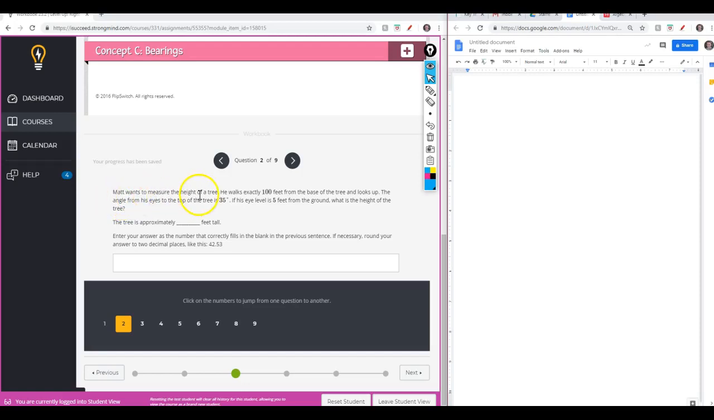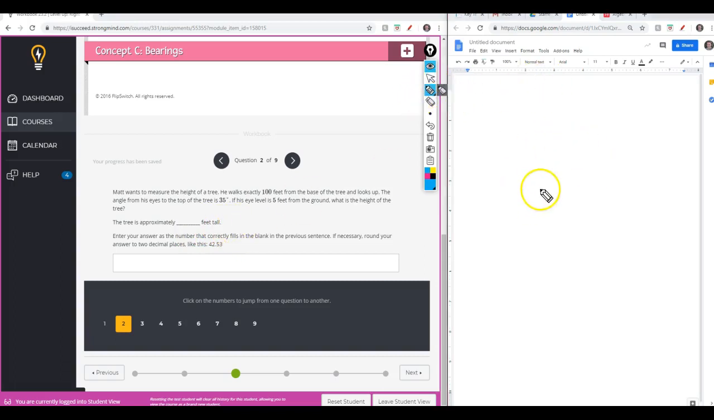All right, Matt wants to measure the height of a tree. He walks exactly 100 feet from the base of the tree and looks up. The angle from his eyes to the top of the tree is 35 degrees. If his eye level is 5 feet from the ground, what is the height of the tree? The tree is approximately blank feet tall.